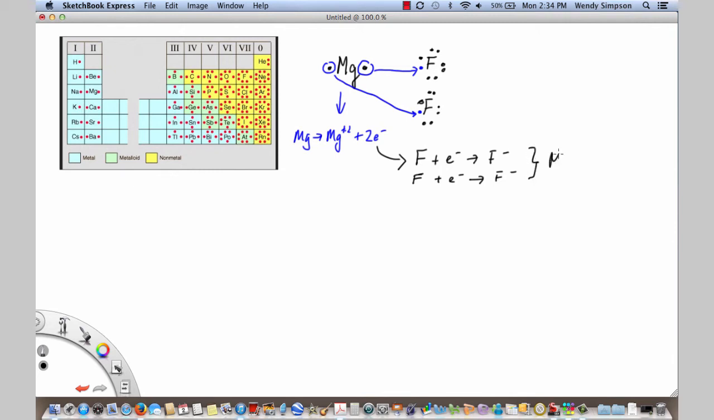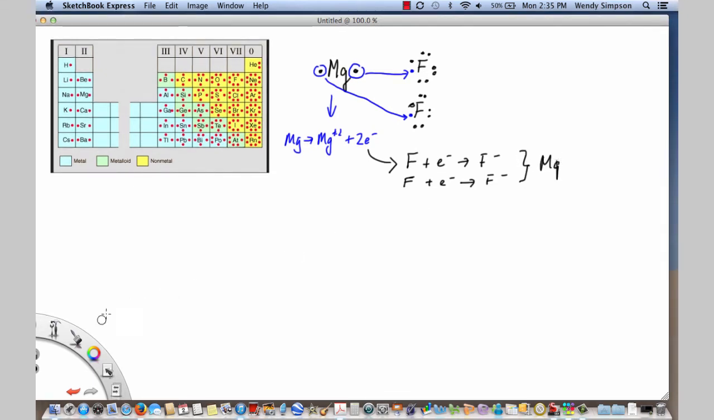And this becomes magnesium fluoride. Since there's 2 fluoride ions here, 2 fluorine atoms, each had to take an electron to become the fluoride ion, we need a subscript of 2 here. So the ratio is 1 to 2. 1 magnesium to 2 fluorines to make magnesium fluoride.